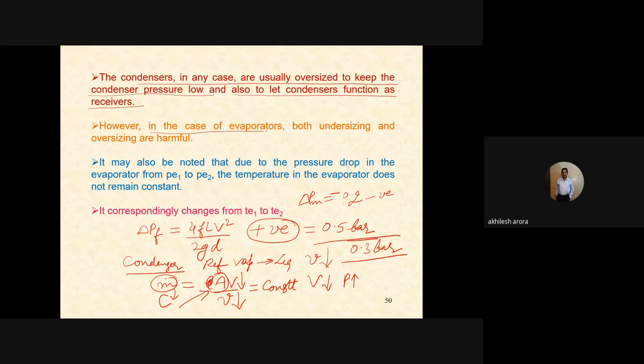However, in the case of evaporators, both undersizing and oversizing are harmful. So we don't go for either undersizing or oversizing. But when we are designing an evaporator, whatever the mistakes there are, that is unavoidable. It may also be noted that due to pressure drop in the evaporator from PE1 to PE2, the temperature in the evaporator does not remain constant. Okay. So naturally, when the pressure will drop, then the temperature on the evaporator will also go down. It changes from TE1 to TE2. So there is a drop in the temperature also.